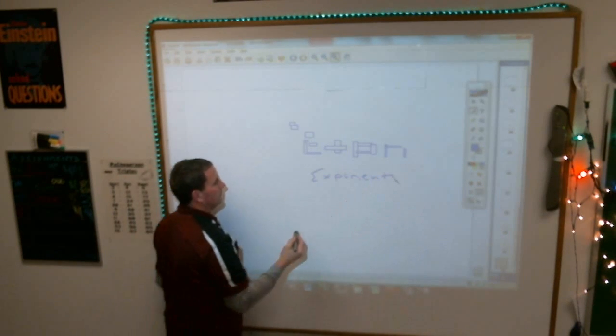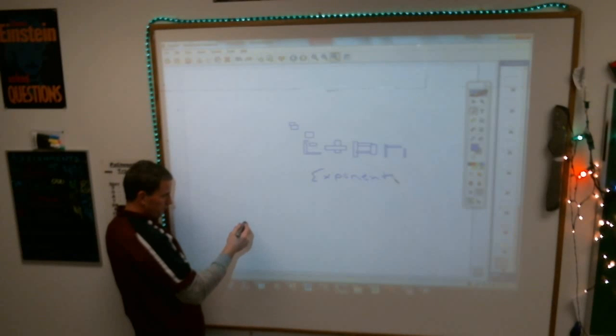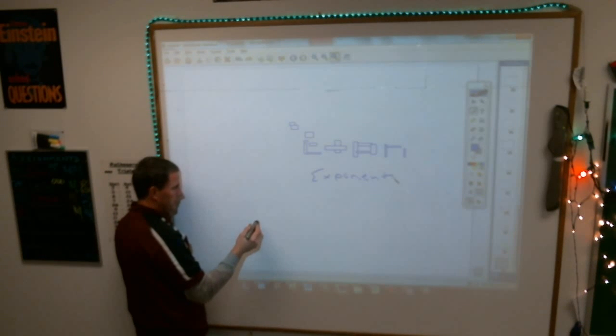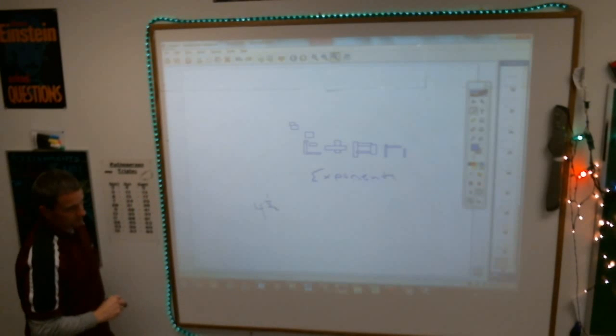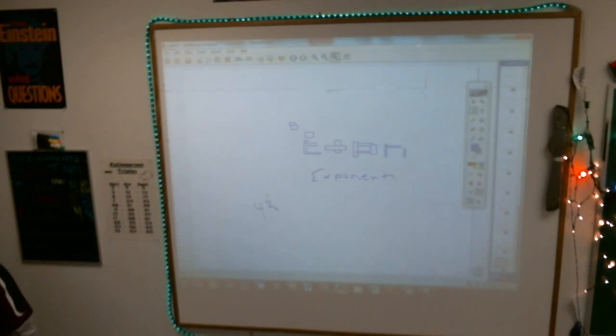What if you have 4 to the 1/2 power? Any thoughts on what the answer to that is? 2. Believe it or not, it is 2. You knew it! But why? Because 4 to the one-half power is 2. Half of 4 is 2.